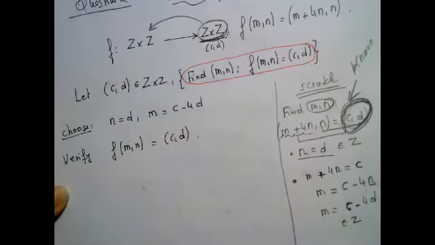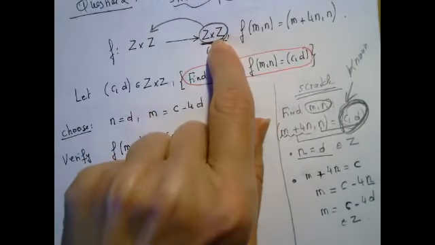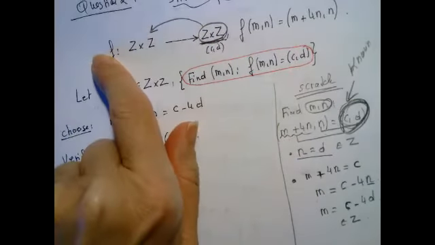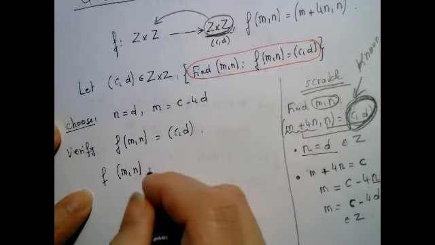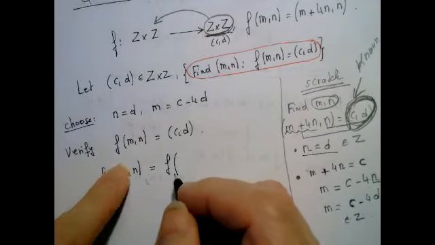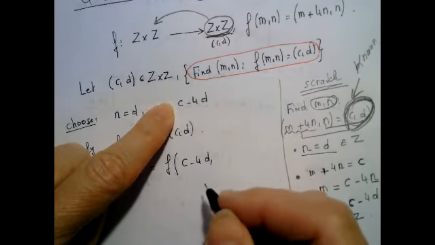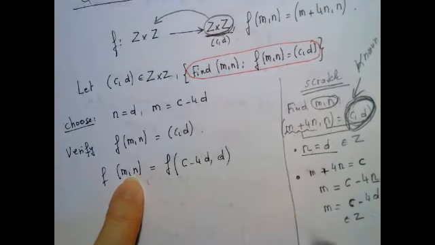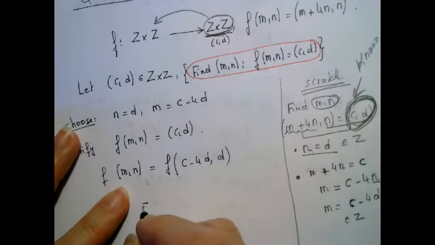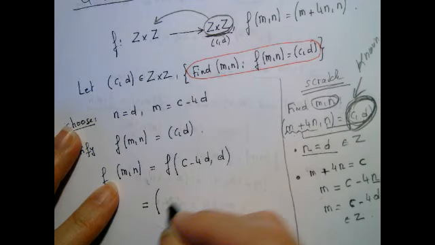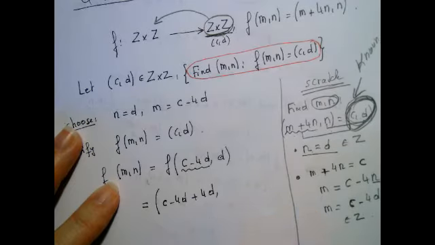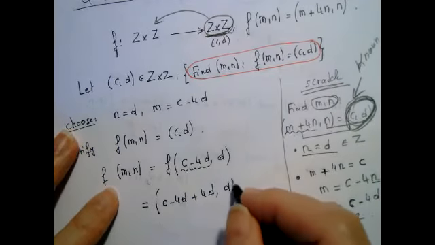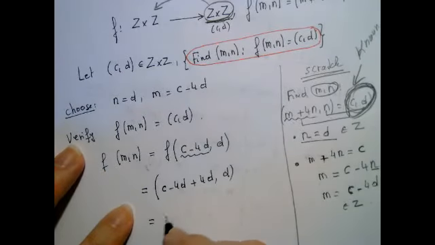Now I'm going to verify that this is the case. So I start here and I go backward. I'm going backward for the onto. Okay, so now let us compute. What is F of M, N? Based on my choice, M is C minus 4D. Based on my choice, N is D. So this is equal to what? What does F do? It takes the first component, adds to it 4 times the second component, and it leaves the second component by itself. So this is going to give me CD.